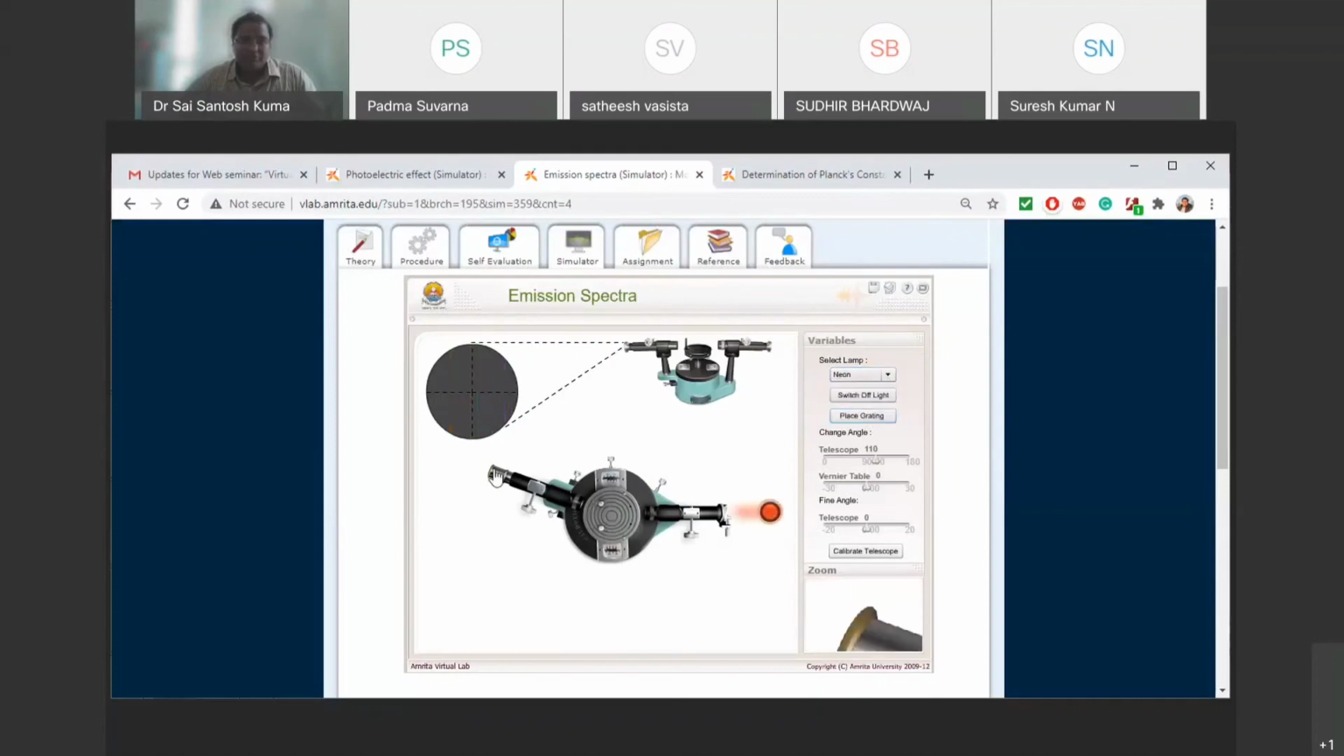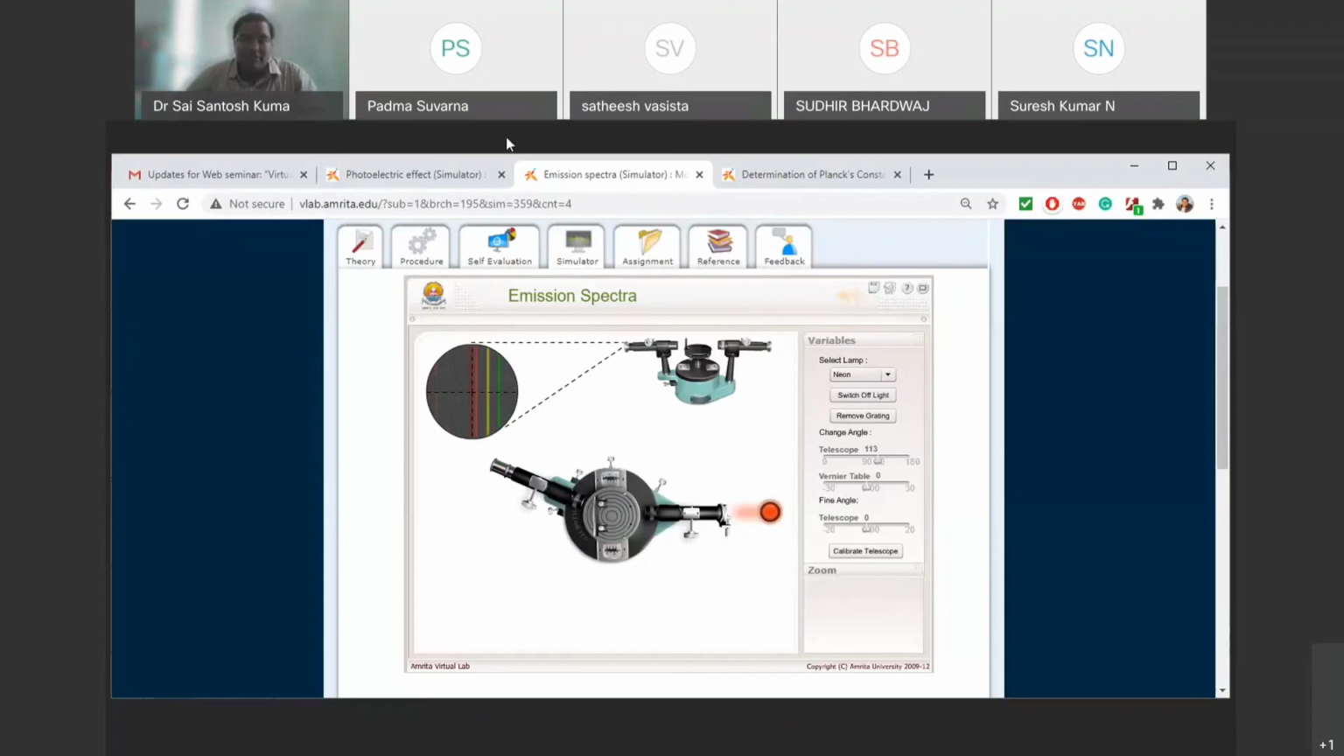Okay, this is neon. Neon gives you these colors. So you can get the numbers for neon and then do the same experiment. So you are able to look at the spectra of various sources and get some useful numbers out of it.